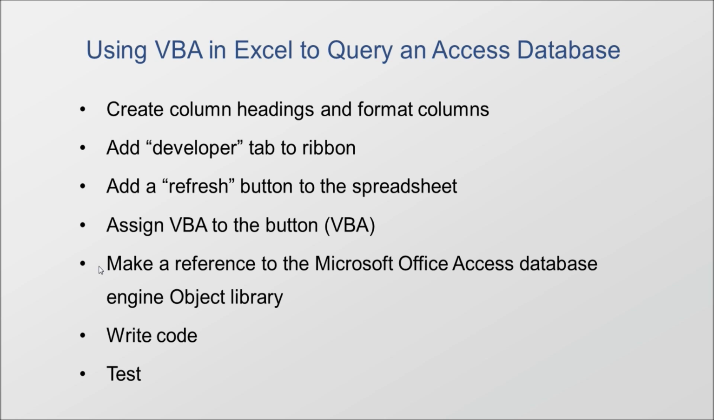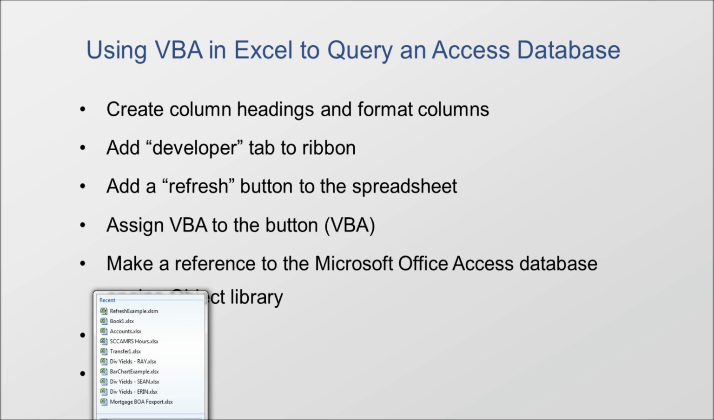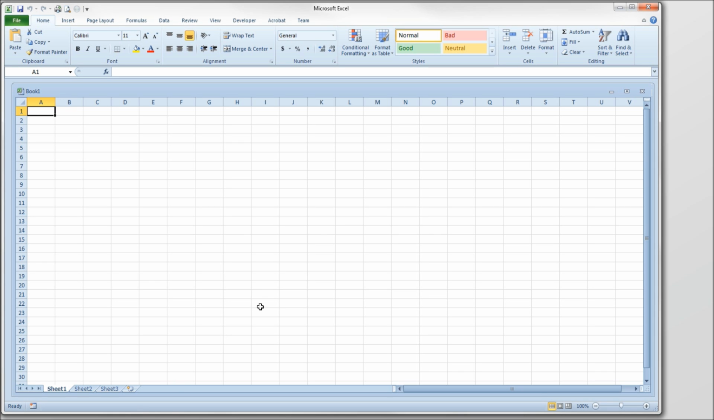We're also going to need to make a reference to the Microsoft Office Access Database Engine object library. That'll give us access to the DAO database objects and the DAO record set objects we'll need. And we'll write our code and then we'll test it. So that's pretty quick. It takes about like, what, 2 or 3 minutes maybe? So let's open up a copy of Excel.